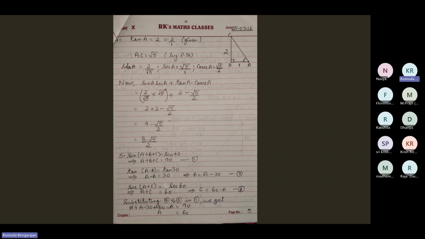And so like this, you get 3 equations. One is replaced with sine 90. And on comparing both the sides, A plus B plus C is 90. And then we had 1 by root 3 here, and that's nothing but tan 30. So A minus B is 30 on comparing both the sides.